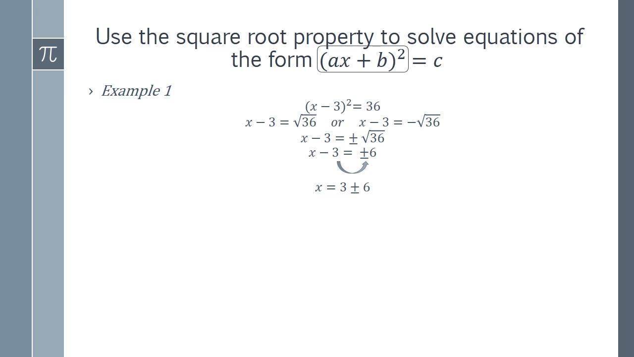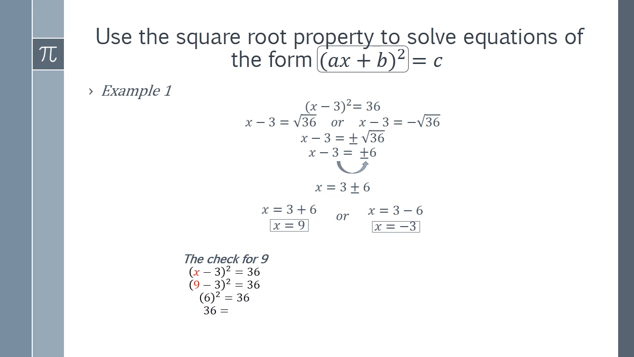To find the solutions, we perform the calculation using a plus symbol and then using a minus symbol. So x equals 3 plus 6, we get x equals 9. Or x equals 3 minus 6, we get x equals negative 3. To check, substitute both answers for x in the original equation and then solve.